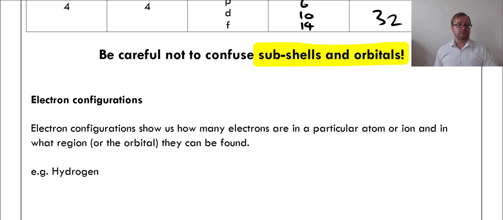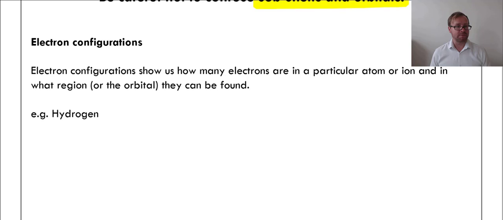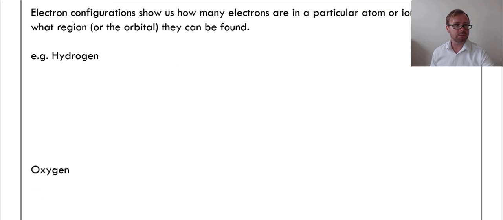Electron configurations show us how many electrons are in a particular atom or ion and in what region or orbital they can be found. E.g., if I'm going to write an electron configuration for hydrogen, it would look like this, 1s1. Okay, so what do these numbers mean?